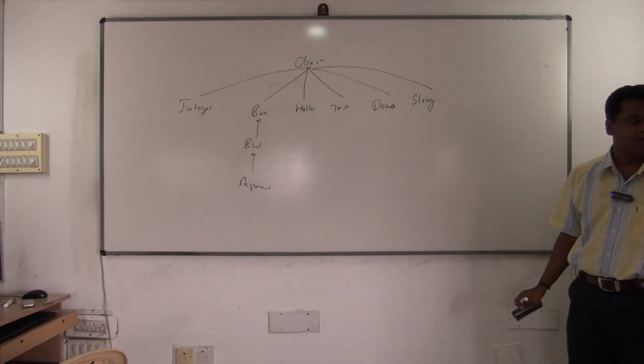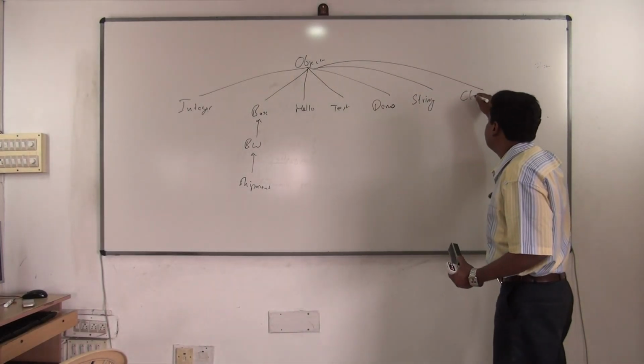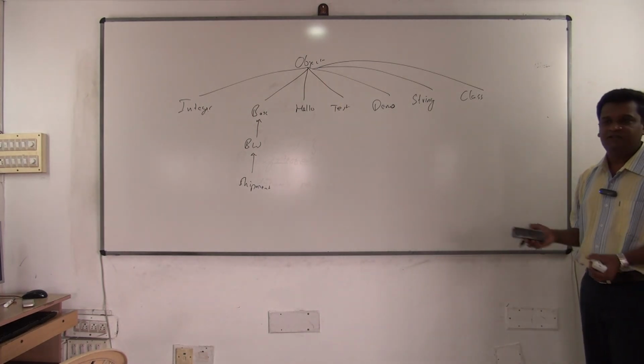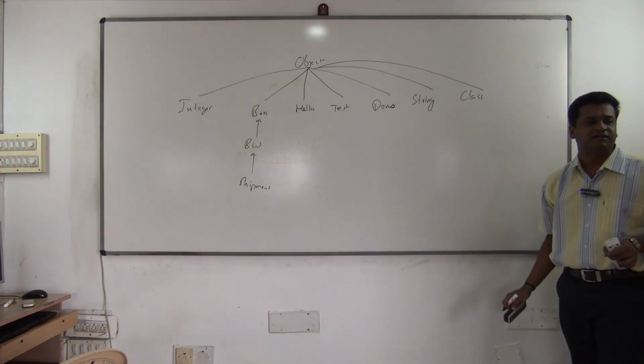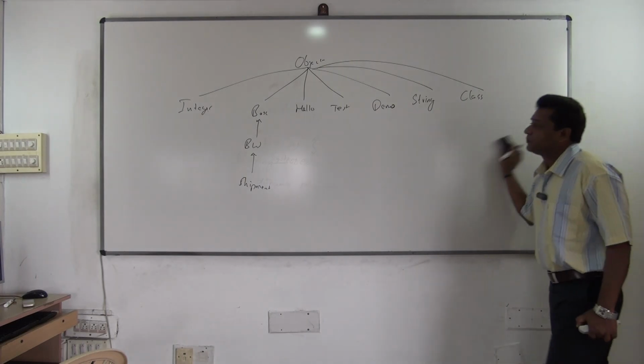You take anything. There is one more class, one of the most important classes I am writing. The name of the class is what? Class. This is also a subclass of what? Object. Any class, system class, this class, any class you name, it is a subclass of Object. Understood?